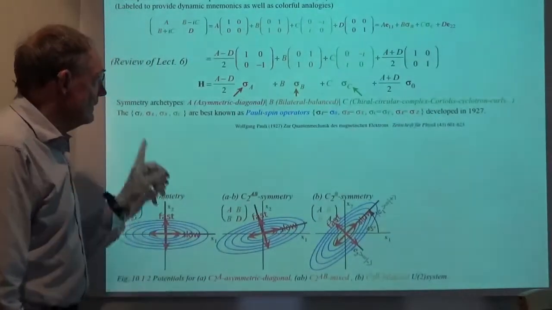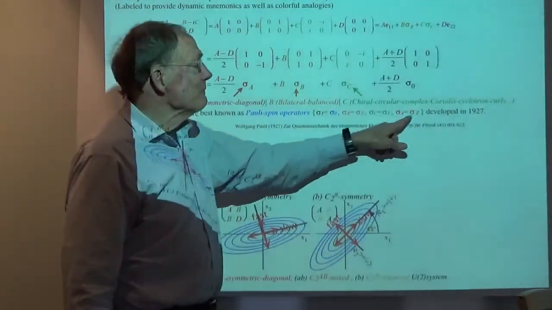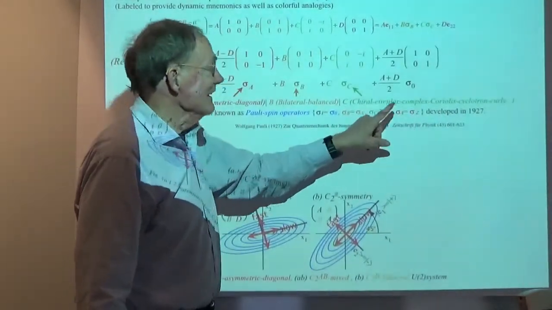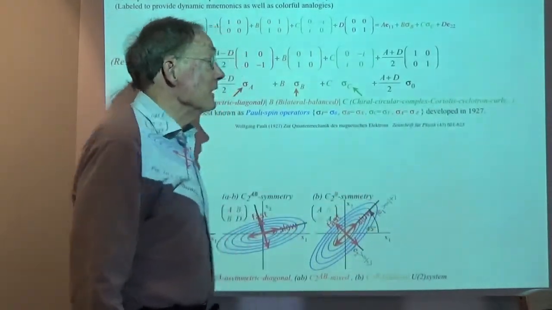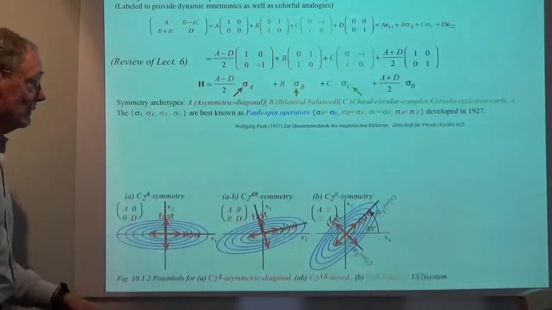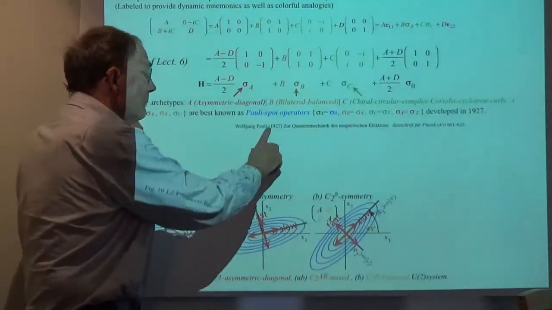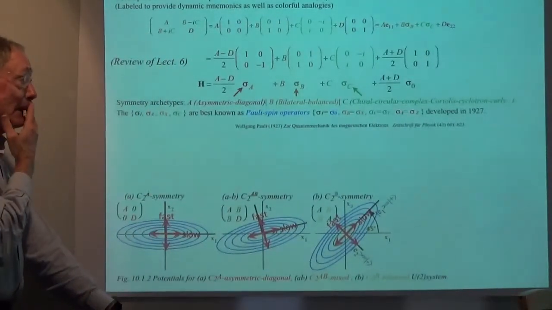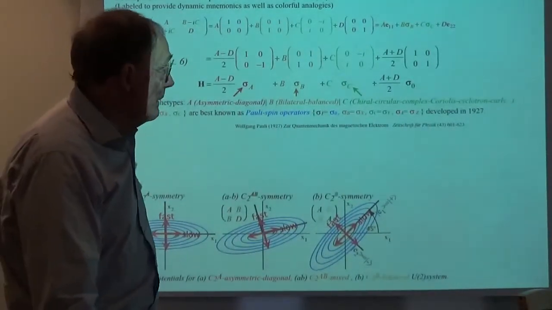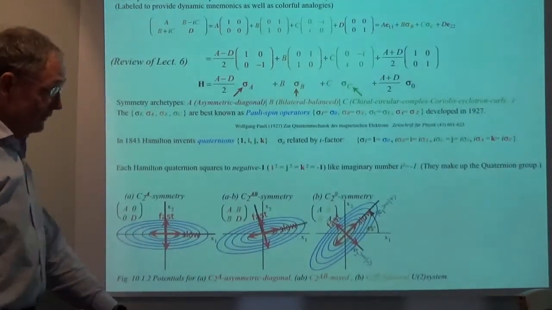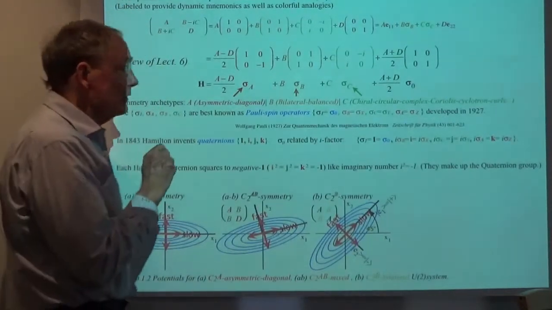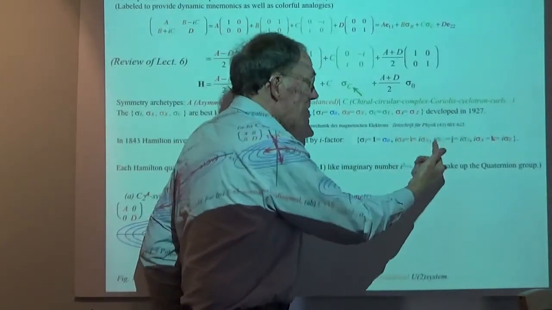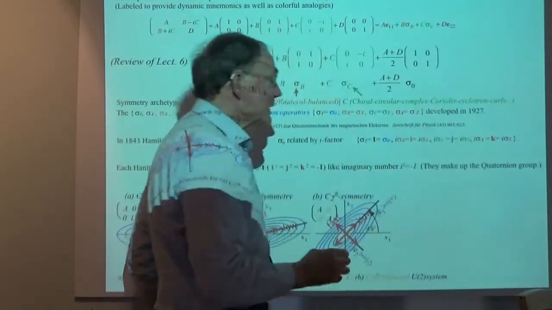And Pauli spin operators, X, Y, and Z, that's B, C, and A, were developed in 1927, mostly by Pauli and Jordan, but Pauli is the unique author of that paper. And they go with the Hamilton quaternions. If you just simply put an i on each of these things, you recover the original i, j, and k of Hamilton.